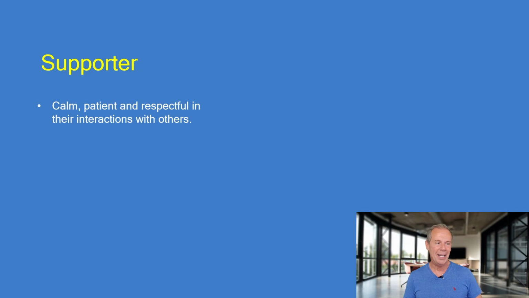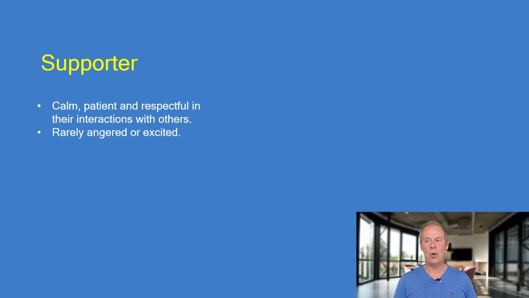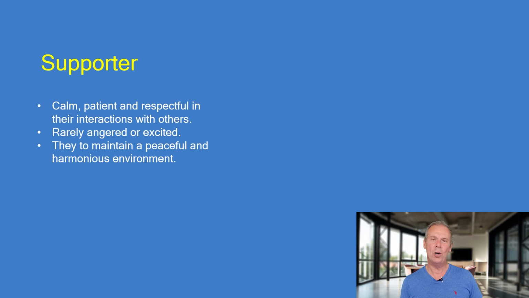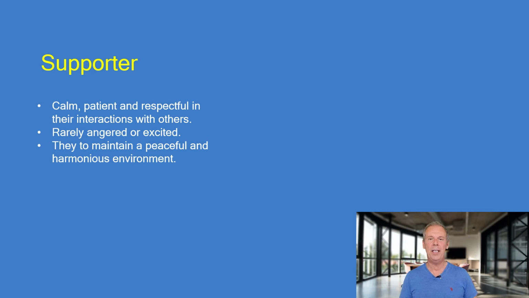So let's move on to the supporter type. The supporter is calm, patient, and respectful in their interactions with other people. They are also rarely angered or excited. They maintain a peaceful and harmonious environment. The supporter is someone who likes to be involved. They're pillars of the community. They don't need any of the credit. They just do what they do because they want to be helpful.